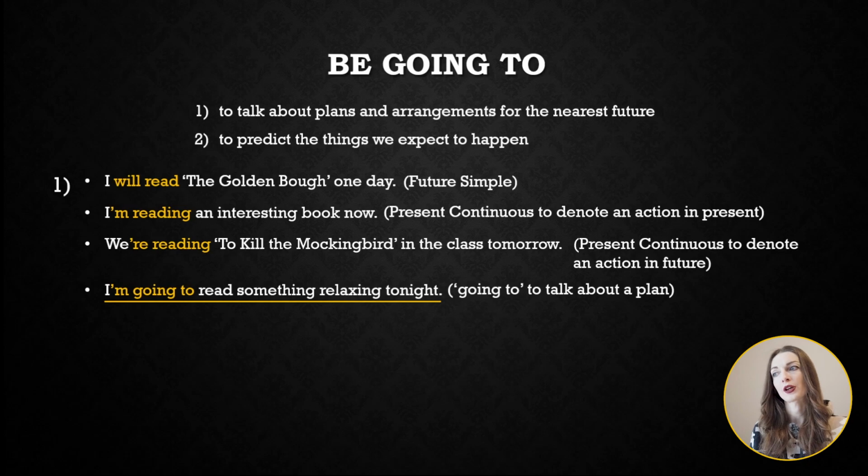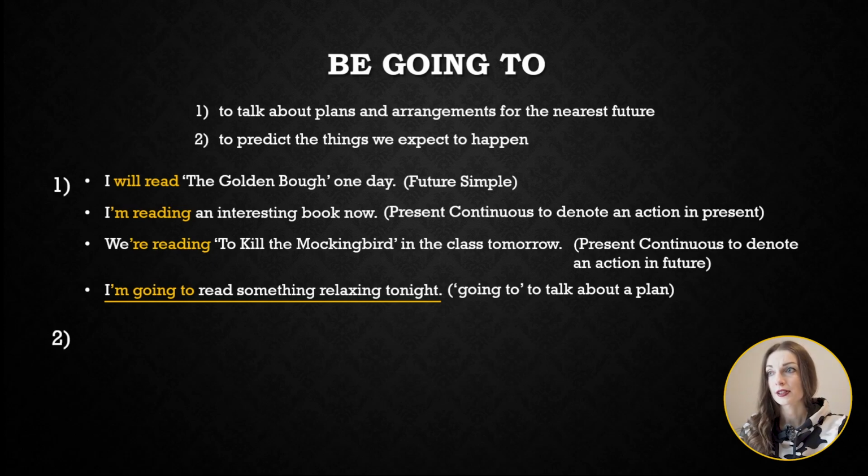What would be the difference between we are reading To Kill a Mockingbird in class and I'm going to read something relaxing tonight? You can easily spot the difference in these two sentences. We are reading, we are talking about a group of people, so obviously we had some kind of arrangement or a schedule. It is written in our schedule, or the teacher told us, it's a kind of arrangement we have with our teacher. I am going to read something. It's my plan. That's what I am going to do. I have thought about it. I have planned it, but will I do it? Probably yes. I have such an intention, but I didn't arrange it with anybody else, so it's only me. It's what I am hoping to do.